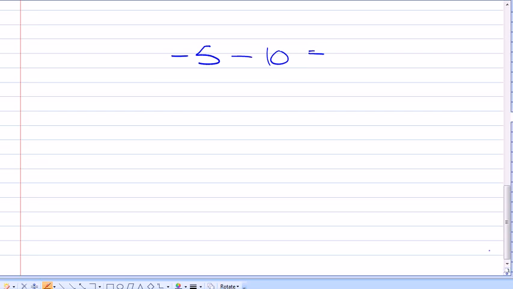With subtraction of integers, I always prefer to change the subtraction to addition. That way, you don't have to worry about remembering another set of rules. And the way we do this is this. One minus sign is really plus a negative. So instead of -5 minus 10, I'll make it -5 plus a -10.